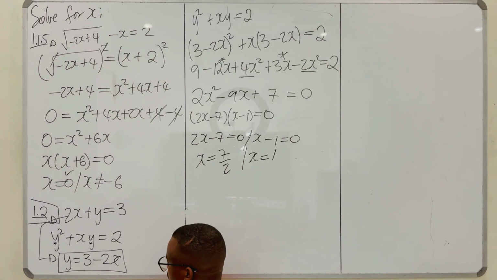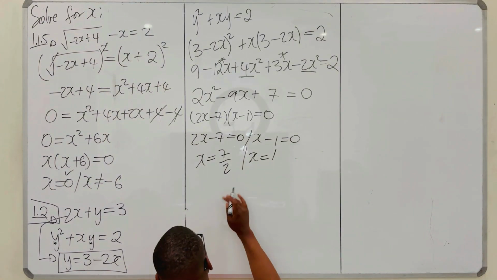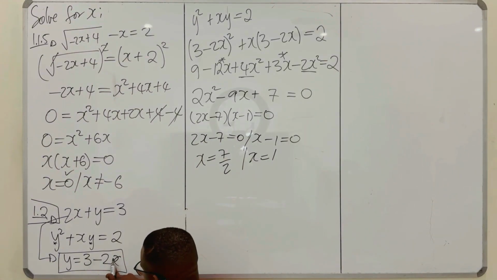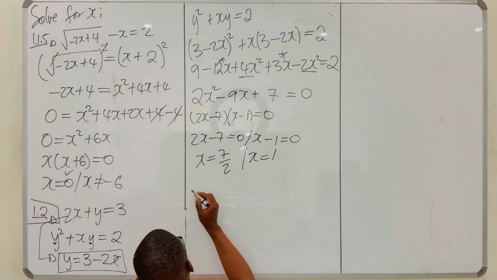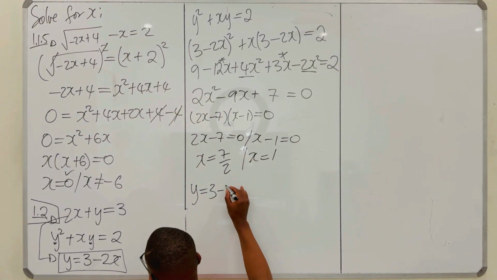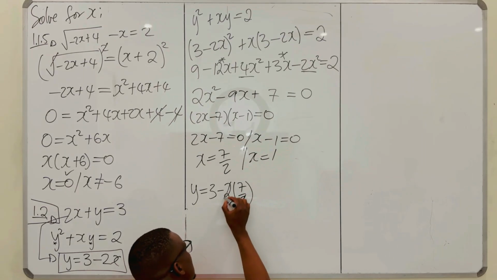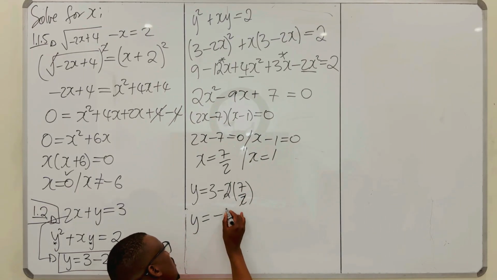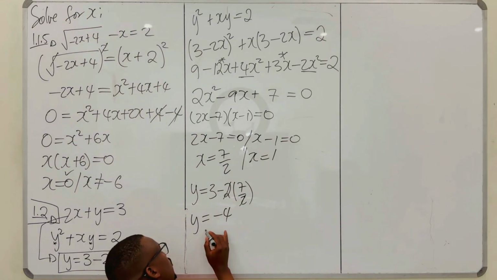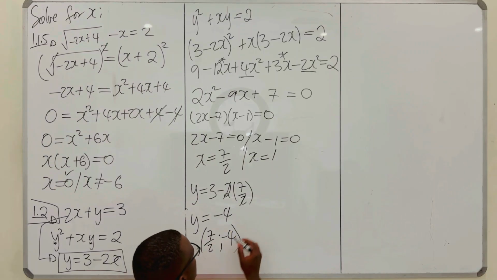Now, what are we missing? We're missing the y values. So if our x is 7 over 2, our y, we're going to substitute that 7 over 2 here. Our y is equal to 3 minus 2 into 7 over 2. Are you happy with this? So this and that go away. You get that your y is equal to minus 4. Are you happy with this? Yes? Okay. So your coordinates are 7 over 2 and minus 4. This is your coordinates for that point.